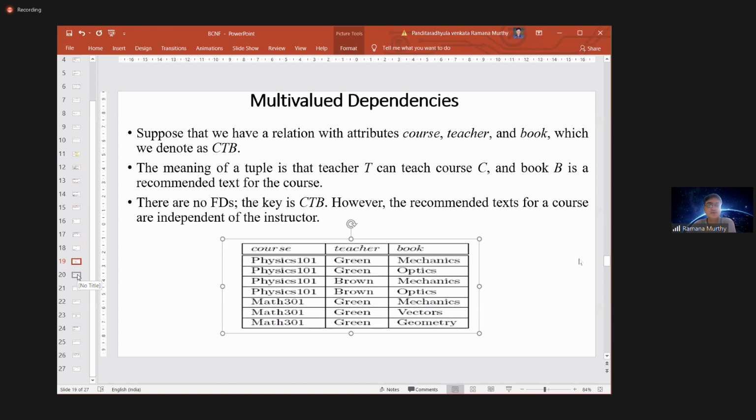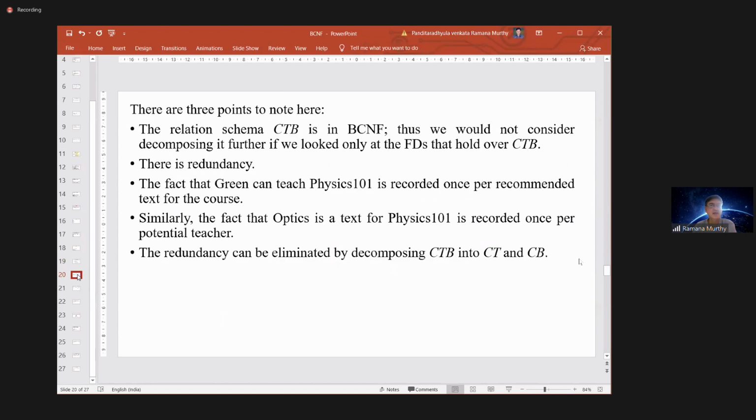Multi-valued, not single valued. For physics, we have the teachers Green and Brown, and for the same physics subject we also have two different books. It is not limited to a single book, so it is called a multi-valued dependency. So, for example, we can identify that the CBT relation is in BCNF.